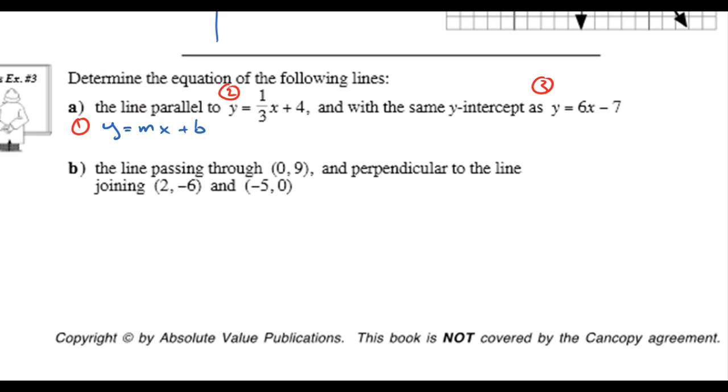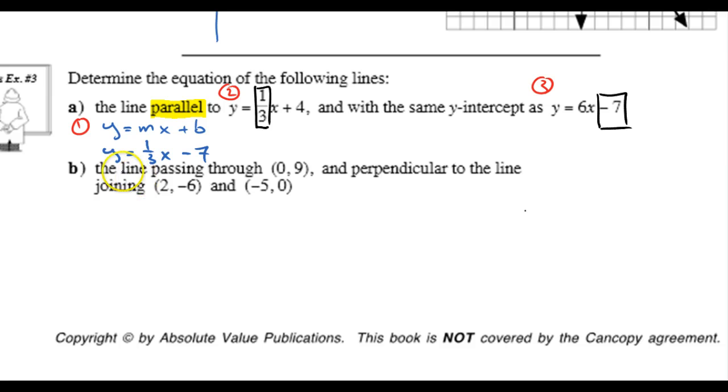Remember, parallel lines have the same slope. That's a key word there. Parallel lines have the same slope. So I'm going to borrow this slope over here for our line, 1 over 3 x, and I'm going to borrow the y-intercept from this third line over here, so minus 7. So we're kind of piecing together information from other lines to come up with our own line. Okay, so that was that one.